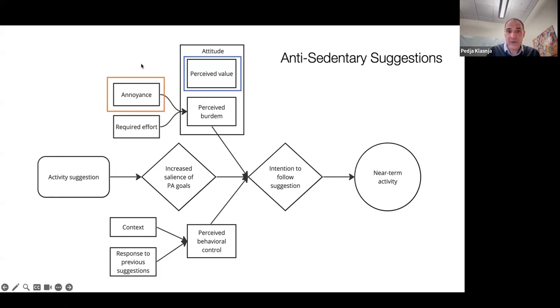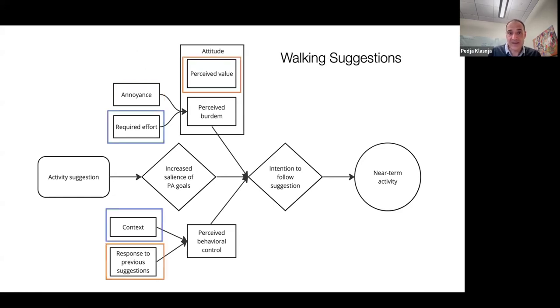And so really, if we think about anti-sedentary suggestions, the part of this process that is really influenced by notifications is the part of the burden that has to do with annoyance. And really the frequency of notifications is the key thing that actually does that. For walking suggestions, things are a little bit different, right? Most of the burden is going to come from the required effort that's actually involved in going for a walk, right? That's substantially higher, and probably substantially higher than the annoyance from being notified through push notification in the first place. So that effort is going to carry most of the weight on the burden side.